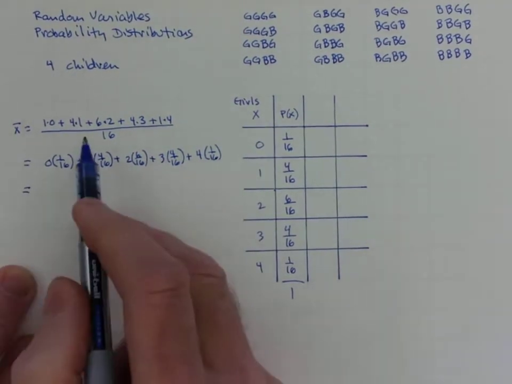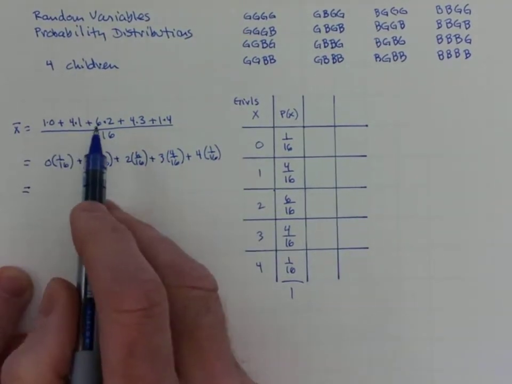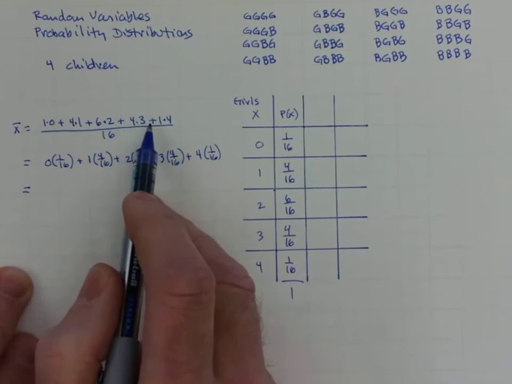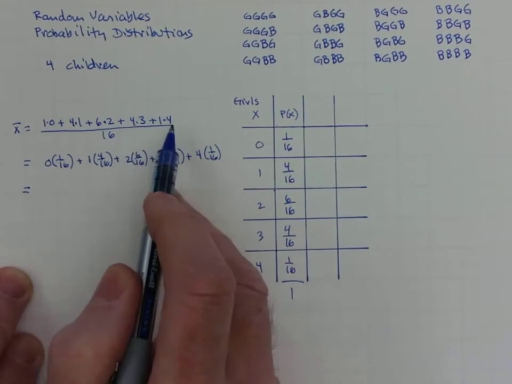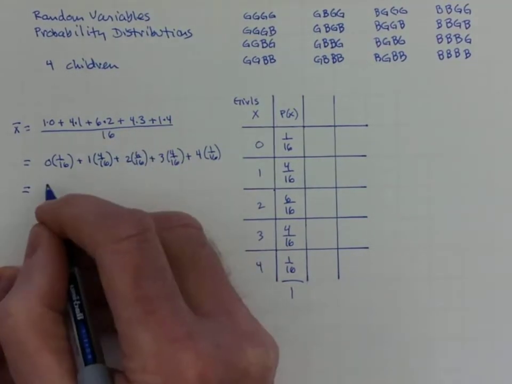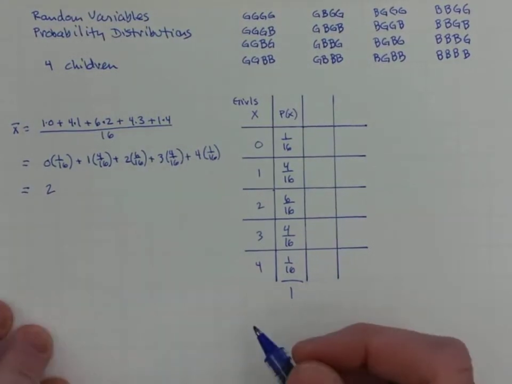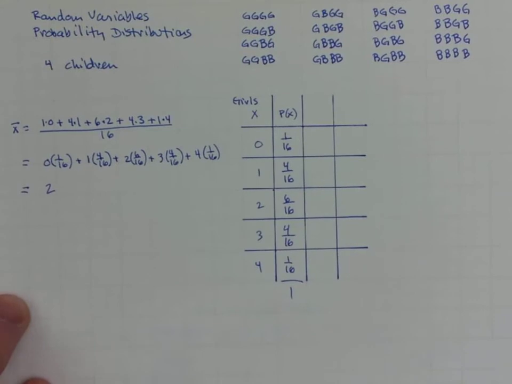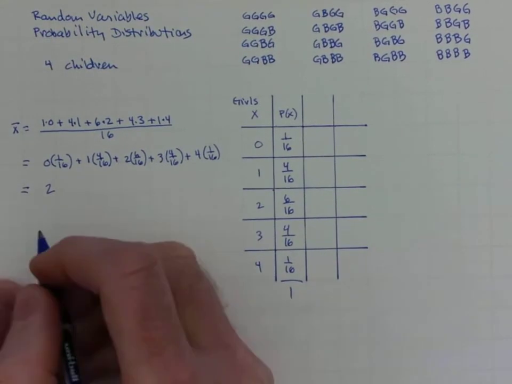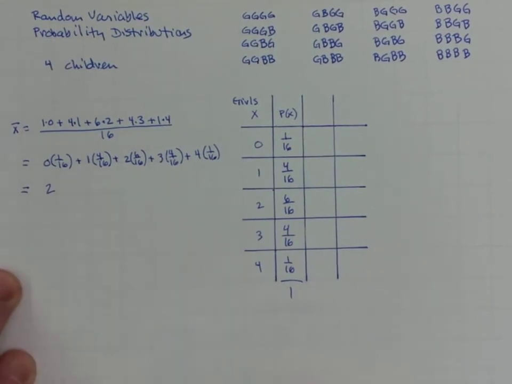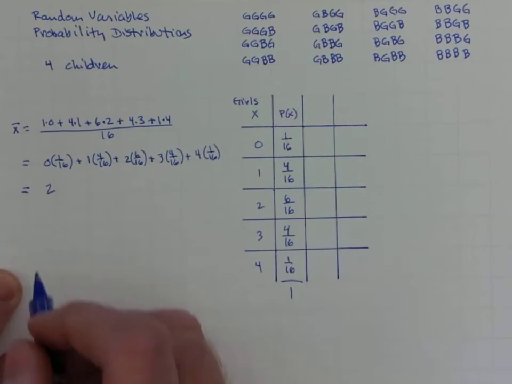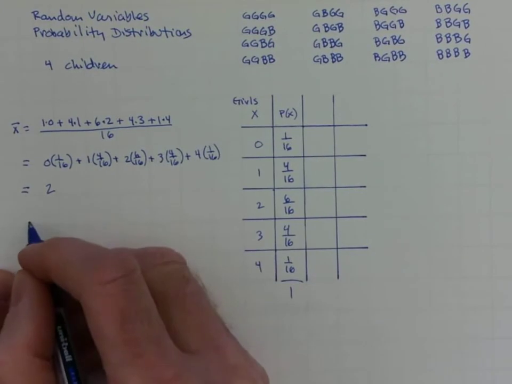And if I just add up the 16ths, I've got 4 plus 12 is 16, plus another 12 is 28, plus 4 is 32, and 32/16 is 2. So that should not be a surprise. We could then go on to make a definition of the mean, or the expected value of a random variable, or equivalently of a probability distribution, and that's what we're going to do.